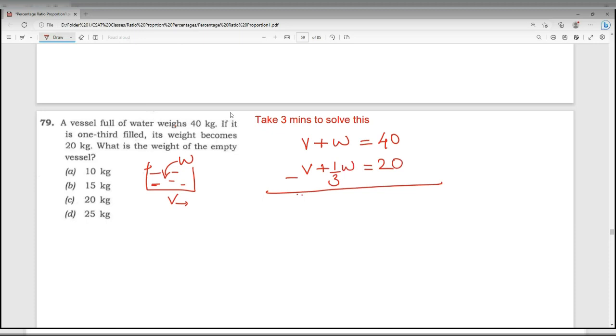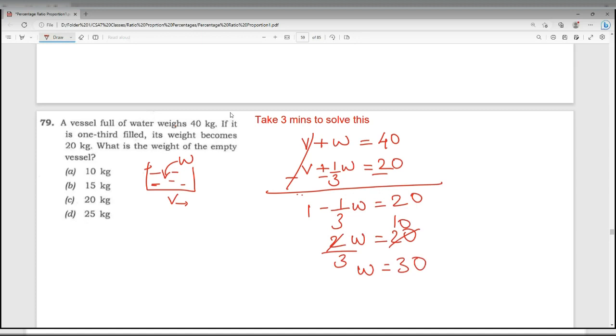So solving the linear equations, cancel this, and this is 1 minus 1/3 W is equal to 20. This is 2/3. 3 ones are 3 minus 1 is 2. W is equal to 20 times 3 by 2, 10. 2 ones are 2, 2 tens are 20. W is equal to 30. And we know that we have to calculate V. So don't forget that we have to calculate V.